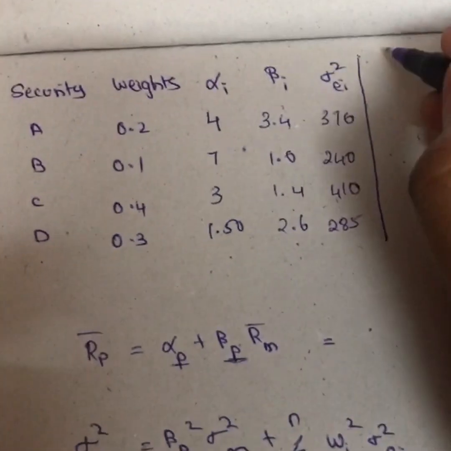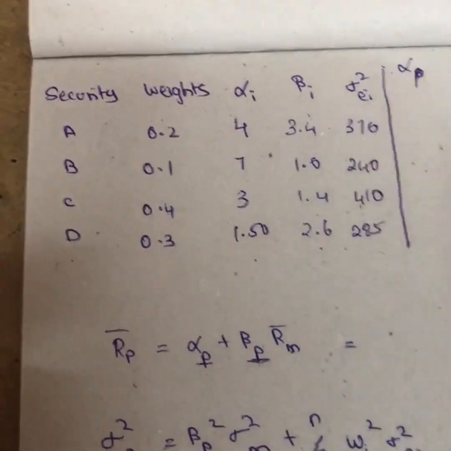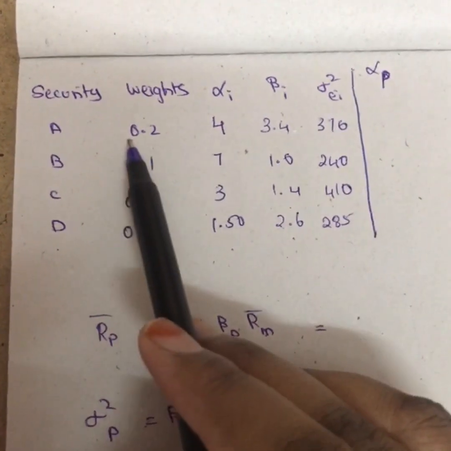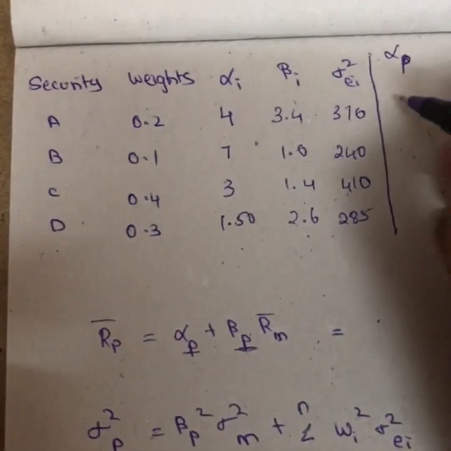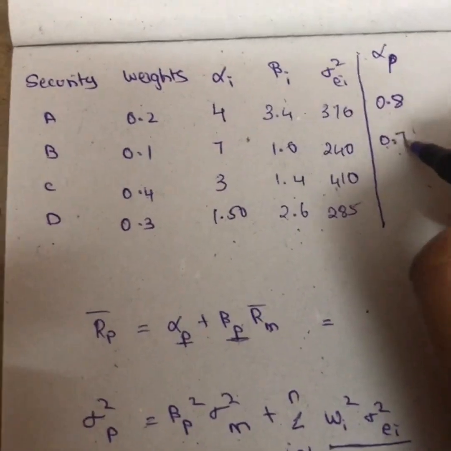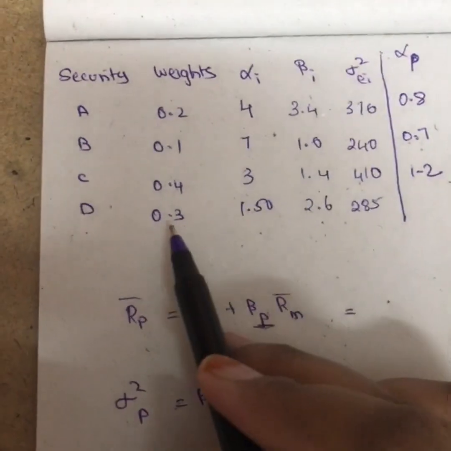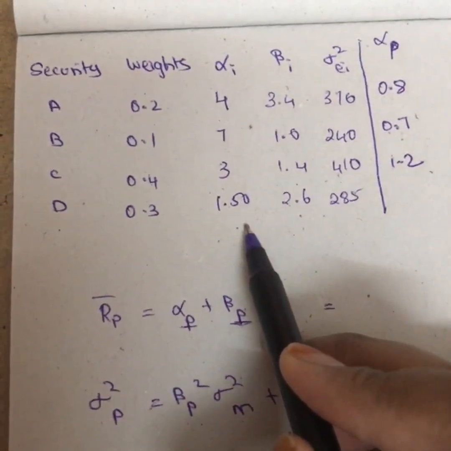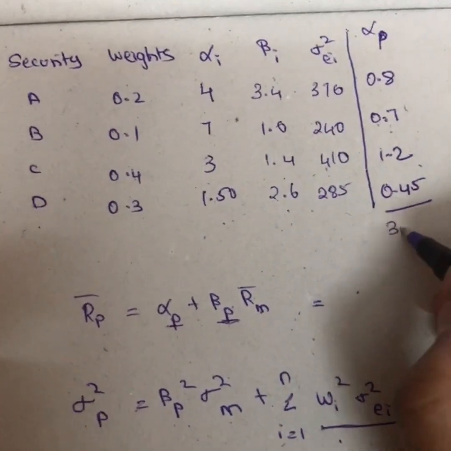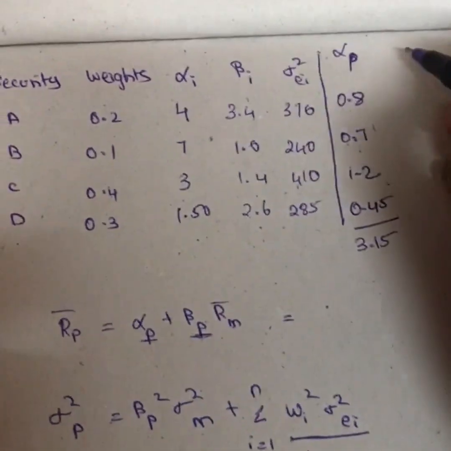So first column I will write alpha P. Sorry, it's P, not B. Alpha P is weights into alpha, so 0.2 into 4 we get 0.8. Next, 0.1 into 7 we get 0.7, then 0.4 into 3 we get 1.2, and then 0.3 into 1.50 we get 0.45. So we total this, and it is 3.15. So we got the alpha P value. Next is the beta P.